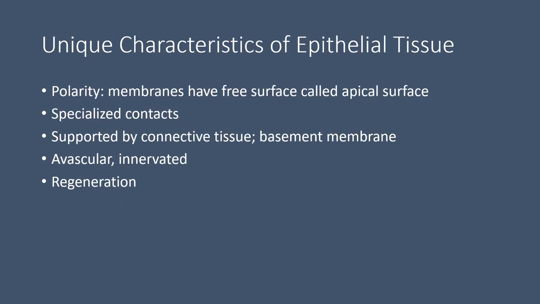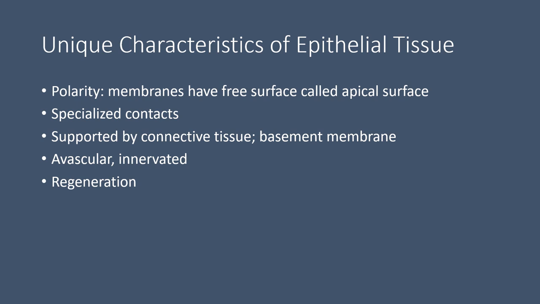Now, some unique characteristics of epithelial tissue include what we refer to as polarity, meaning that the membranes have one free surface. So one side of it will be free. That's called the apical surface. They tend to have very specialized contacts. They're supported by connective tissue underneath them. So on one side you have a free surface, and underneath that is connective tissue, called the basement membrane.